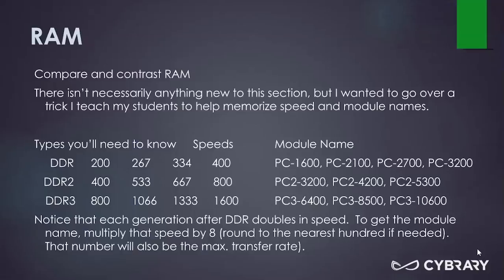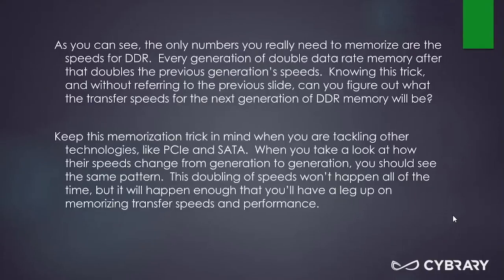The PC prefix has a number following it that follows the generation of DDR that we're talking about. So DDR2, the module name will be prefixed with PC2. DDR3 will be prefixed with PC3. And then you just multiply by 8 and do the rounding thing, and you'll get the numbers. So the only numbers you really need to memorize are those speeds for the DDR. That's it. I tell my students, when they give you your laminated piece of paper before you take your CompTIA test, before you take any test, you write down 200, 267, 334, and 400. And then from that, if they ask you questions on that topic, you can just double everything from there.